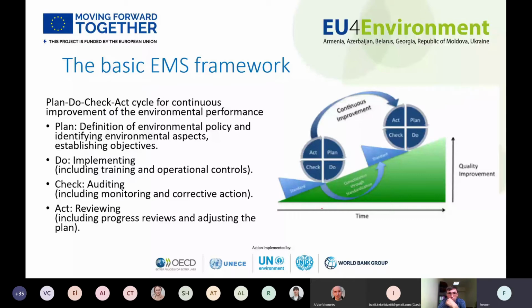These 4 steps follow each other like a wheel continuously. Planning means to define the environmental policy, identifying environmental aspects, establishing objectives. Do means to implement, actually. This includes training and operational controls. Check means auditing in an annual cycle to check how things are going. And act means a review process in which management decides whether the process is fine or not, or whether adjustments have to be done. This is basically the picture.